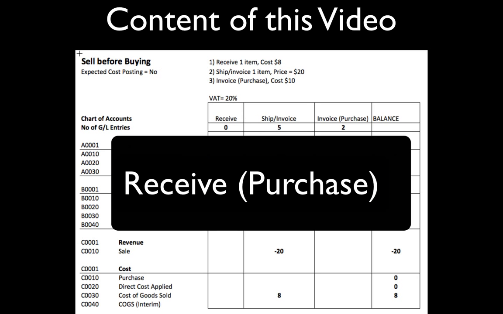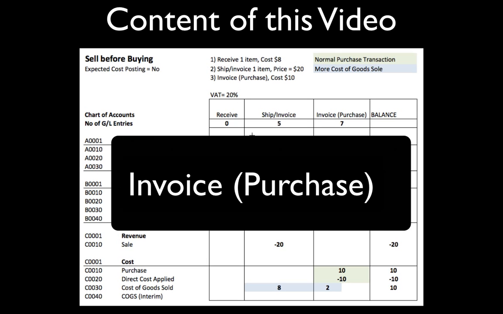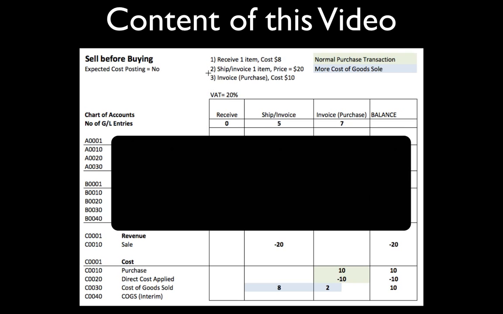But first I'll go over all the postings on a number of slides. The first slide will be a receiving slide, the next slide will be a ship and invoice slide, and the third and final one will be a purchase invoice slide. This should give you a complete understanding of the bookkeeping and accounting side and why Navision posts as it does.